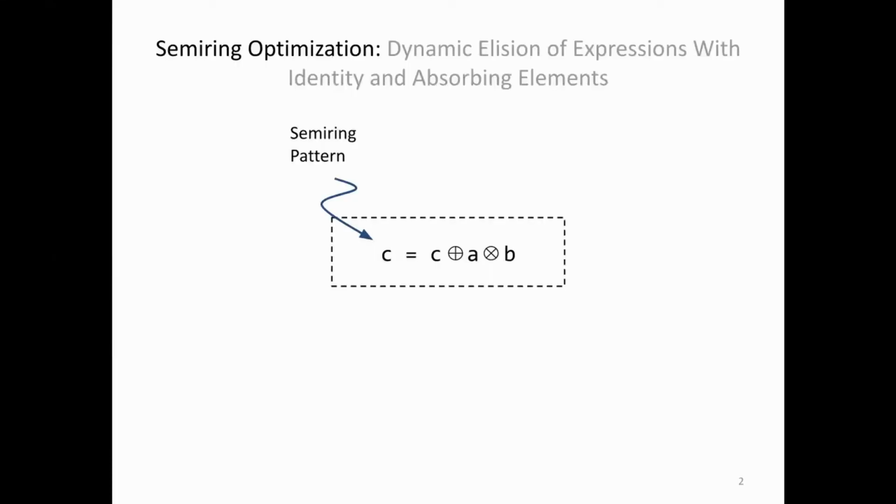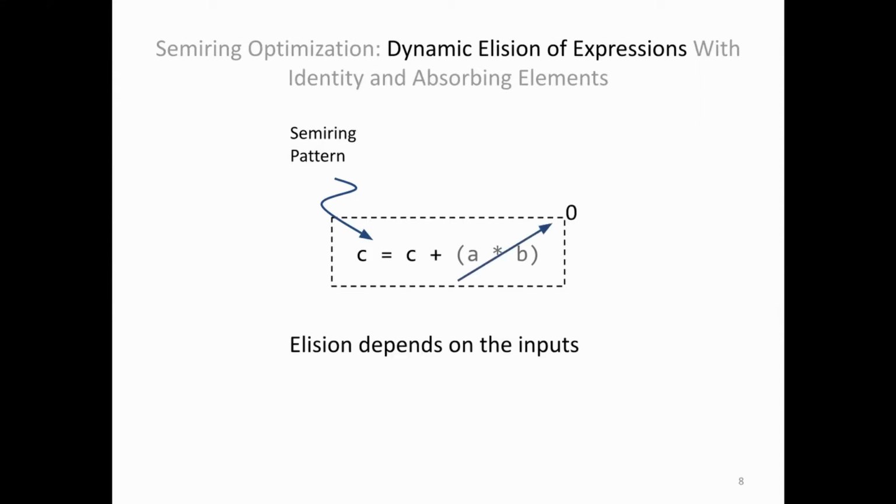So the whole goal of our work is to find and optimize statements like this: C equals C plus A times B. If we know that A or B is 0, in the end, what we're doing is C equals C plus 0. So you're not changing the value of C. This elision of expression depends not only on the form of the statement, but also on the inputs.